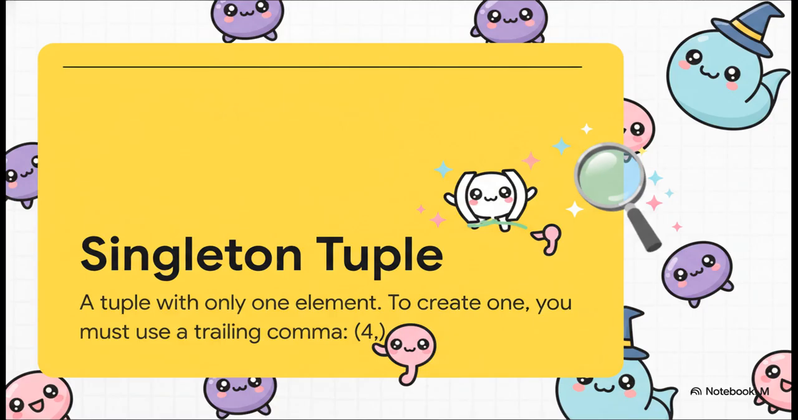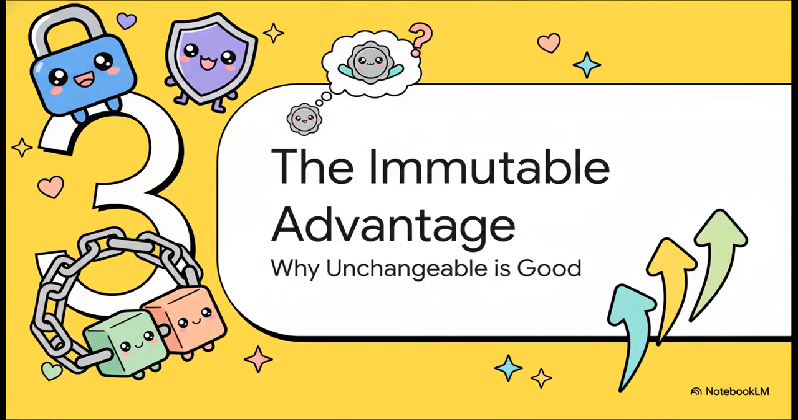It's a tiny little detail, but trust me, it's one of the most common spots where people get tripped up. Okay, so we've really hammered home that tuples are unchangeable. But that really begs the question, why on earth would you want a data structure that you can't modify? Well, it turns out there are some seriously powerful reasons.